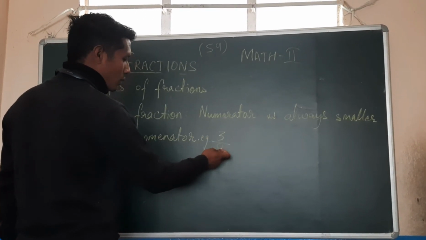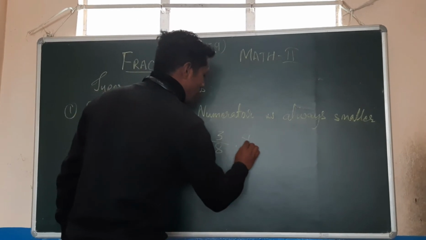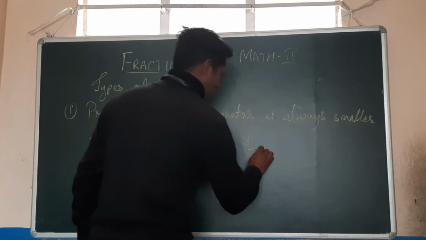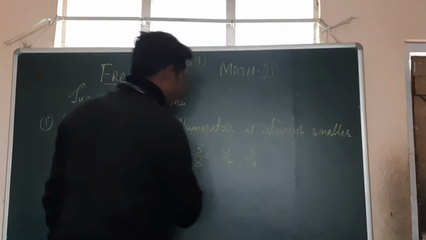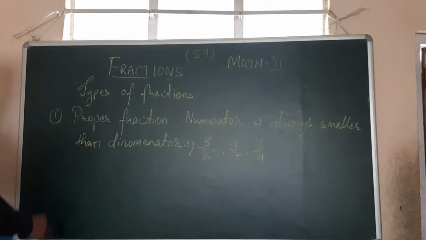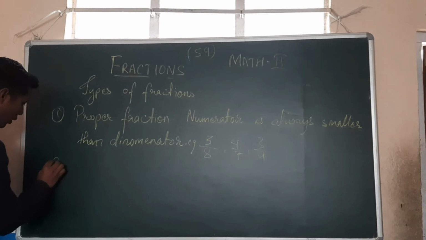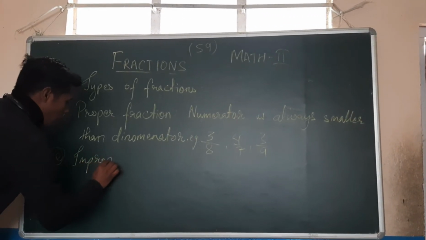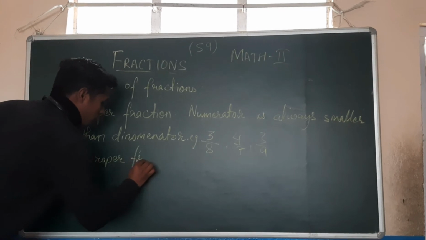The numerator is always smaller than the denominator. 4 by 7 is also a proper fraction. 3 by 9. All of these are proper fractions. Now moving on to the next type of fraction, it is known as improper fraction.